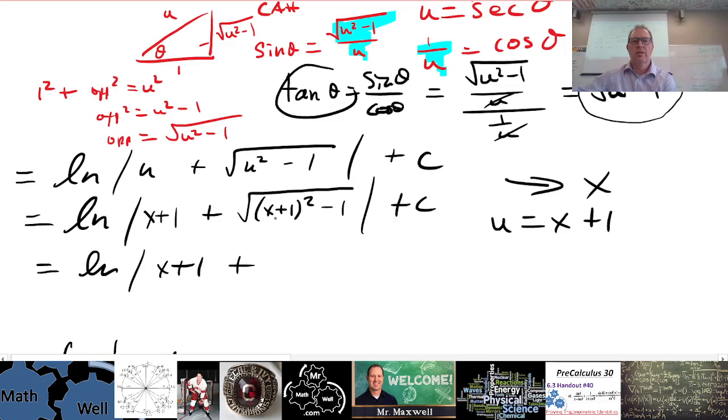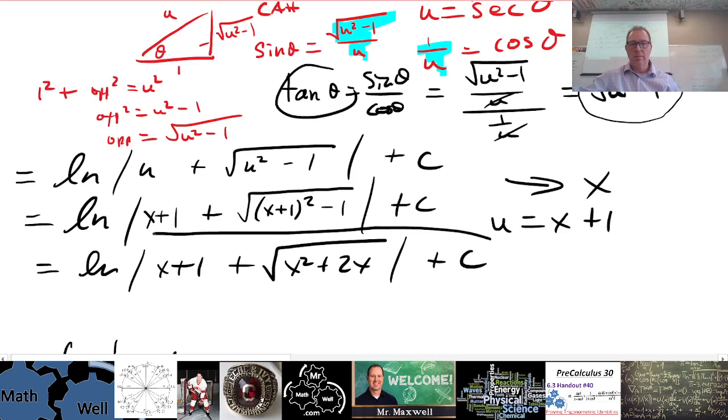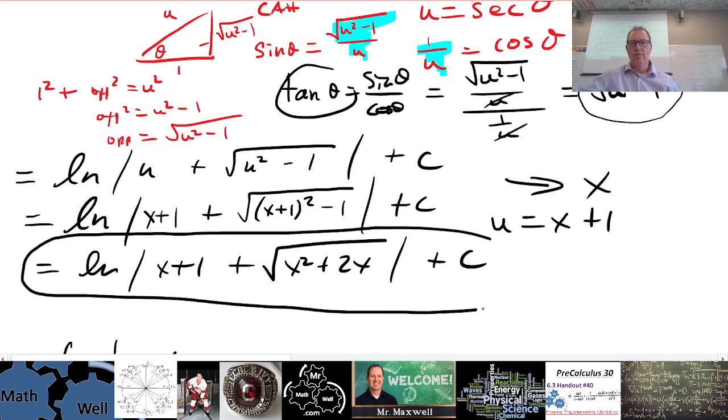What's that going to be? That's going to be x squared plus 2x plus 1 minus 1, which is just the square root of x squared plus 2x from our original question. And then plus c, and we're good. Boom. From theta to u, back to x. That was a hefty one. But that is correct right there.